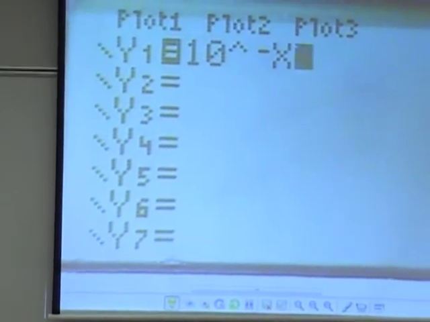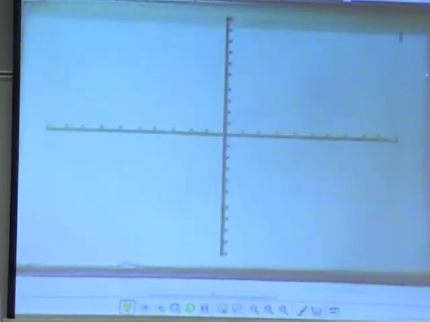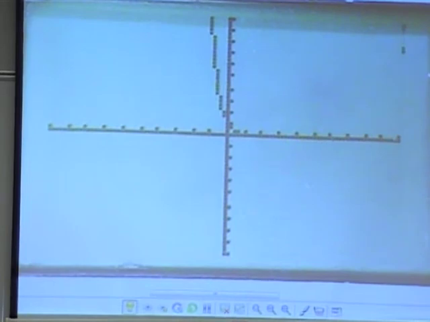And put in 10 to the negative x. Make sure you use the negative key, not the minus sign. Describe to me what happened. It decreased really steep. Yeah, it decreased. Why did it decrease? Isn't A bigger than 1? Oh, yes. Negative exponent really reflected it about the y-axis, didn't it? Yeah. All right, so that's important. How does it reflect? Y-axis, x-axis.